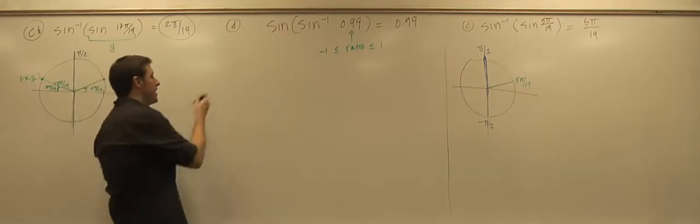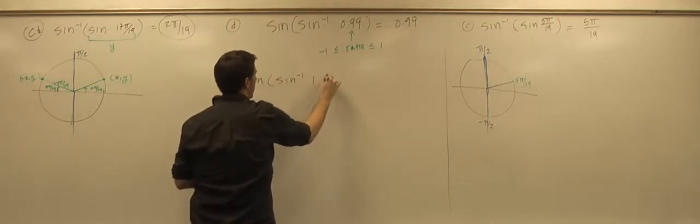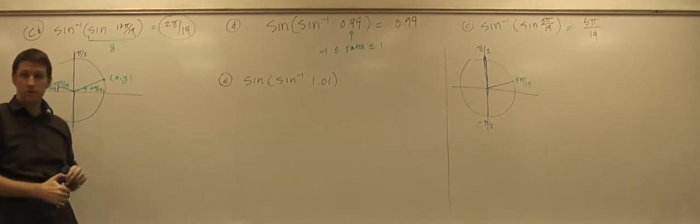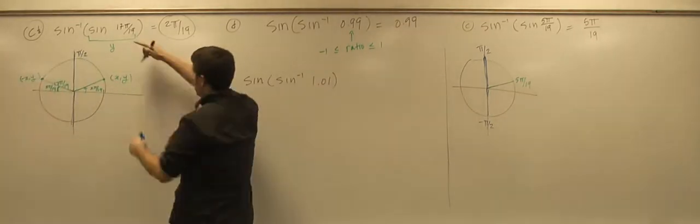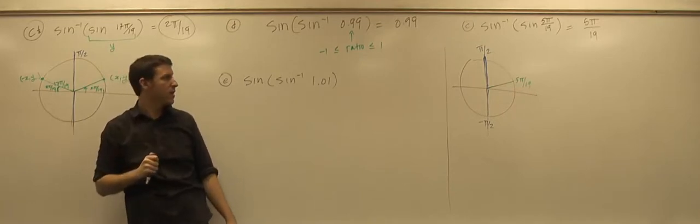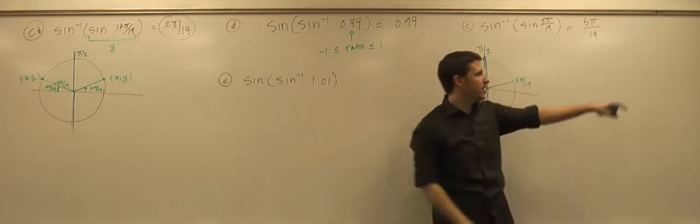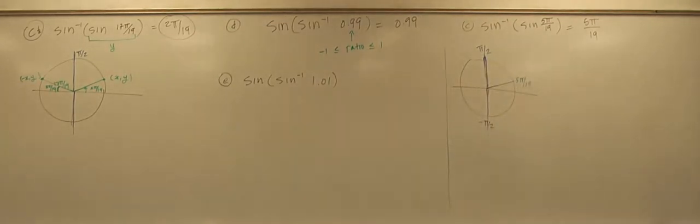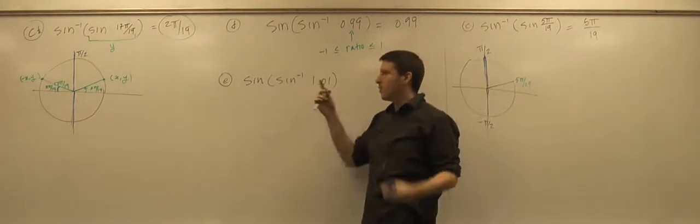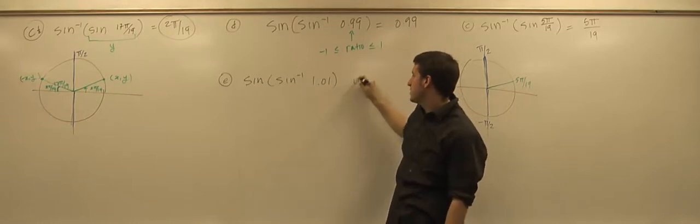So then what do you think happens with E here? Sine of sine inverse of 1.01. Can we do a fix-up like we had here, where it pushes things back? No, because this doesn't even make sense. In example B, where we had 2 pi over 3, we could fix this because sine of 2 pi over 3 still made sense. But sine inverse of 1.01, it just blows my mind. This is undefined.